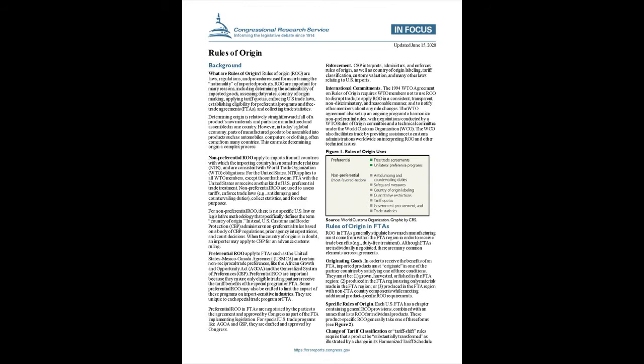Preferential ROU in FTAs are negotiated by the parties to the agreement and approved by Congress as part of the FTA implementing legislation. For special U.S. trade programs like AGOA and GSP, they are drafted and approved by Congress. Enforcement. CBP interprets, administers, and enforces rules of origin, as well as country of origin labeling, tariff classification, customs valuation, and many other laws relating to U.S.